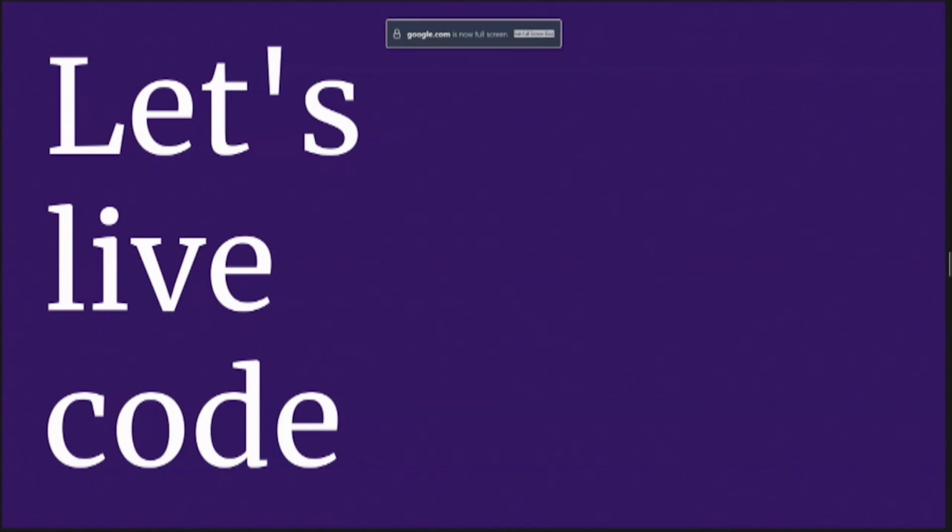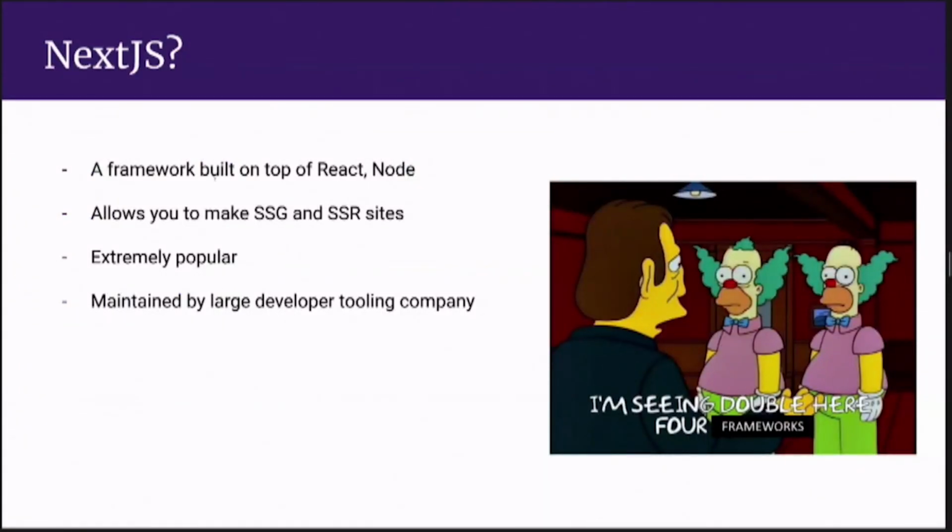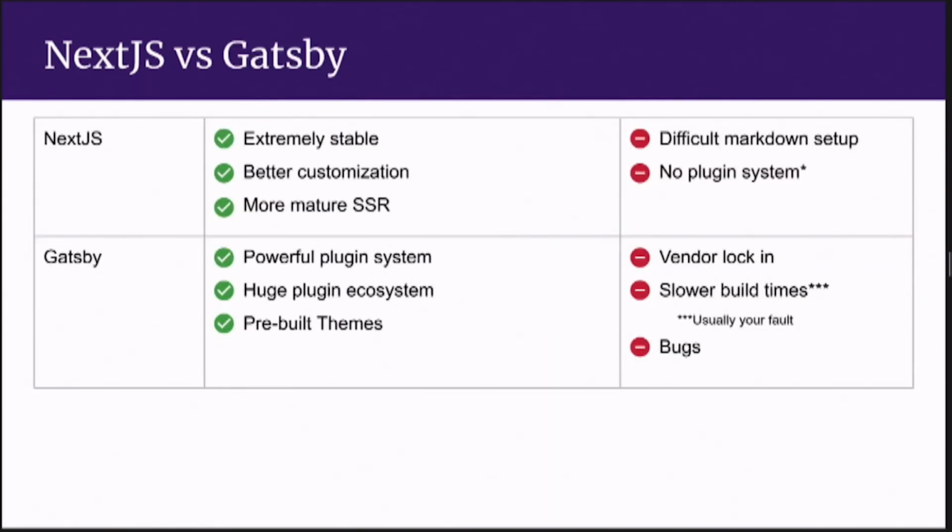But one of the other things that you may have heard of is NextJS. Here we have a framework built on top of React and Node. It allows you to make static sites. It's super popular. It's maintained by a large developer tooling company. And it may make you think, why, is this just not Gatsby, right? They're sounding pretty similar on paper. And the honest answer is that they are fairly similar.